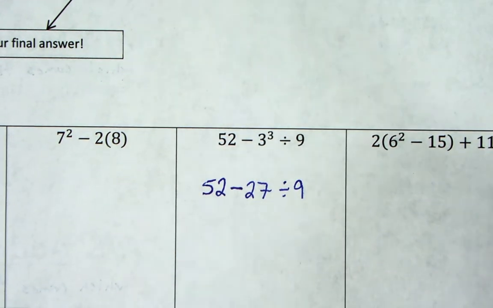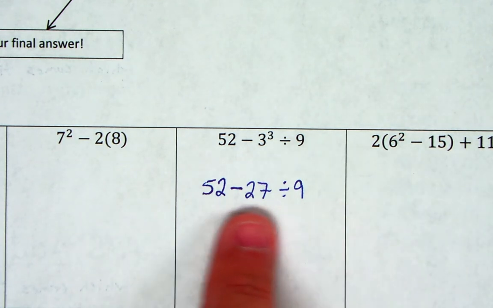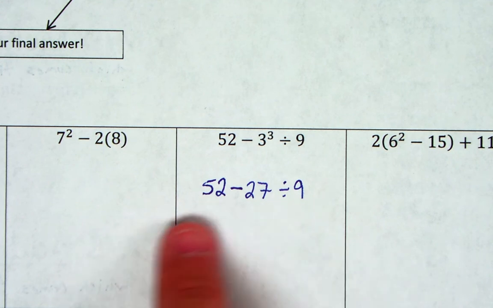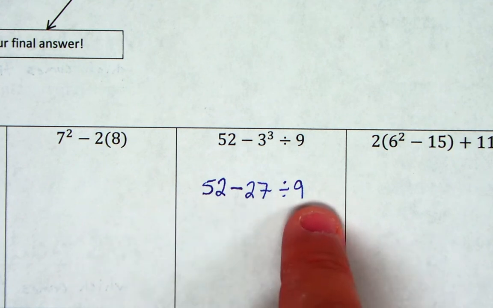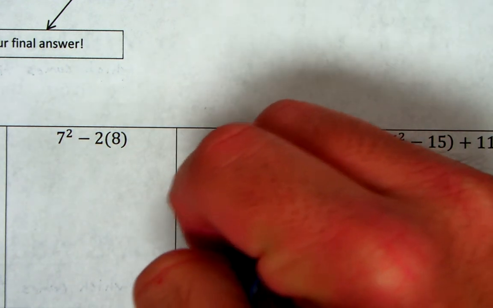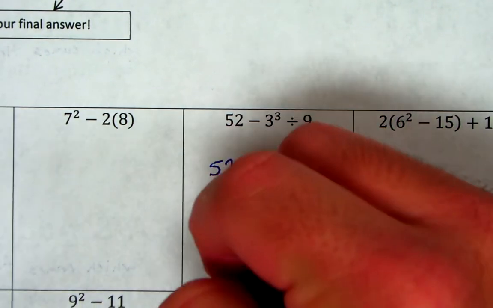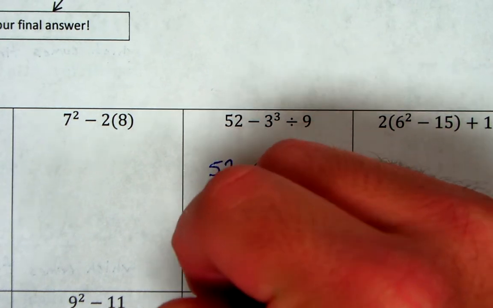The next one is multiply or divide, whichever comes first from left to right. Do y'all see any multiply here? No. So you have to divide now. What's 27 divided by 9? That's 3. Yes, it is 3. What's 52 minus 3? 49.